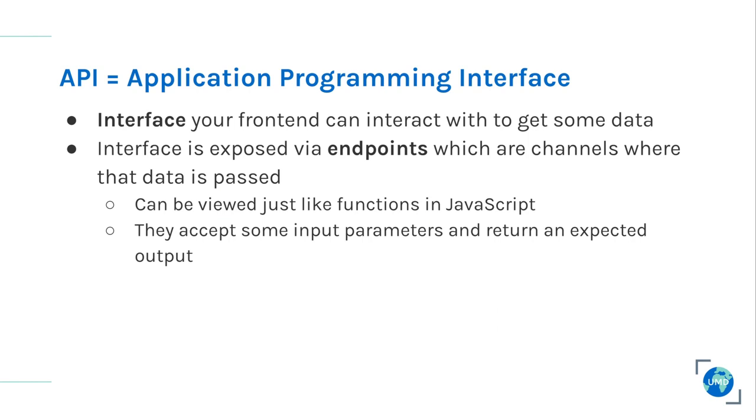So what exactly is an API? API is an application programming interface. Now, to understand what an interface is, it's basically your front-end interaction with the application. So a user uses an interface in order to get some data or send data. It's basically everything that the user can see and interact with on the screen. It is exposed to different kinds of endpoints and channels where the data is passed. And these endpoints are the things that are connected to the backend services.